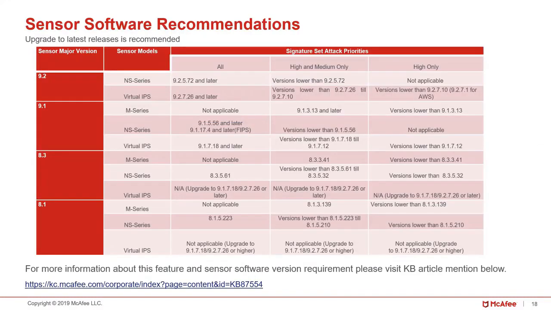In this table, we specify the minimum software version requirement from the sensor side to use the signature set attack priority feature. The default signature set priority for NS series sensors is all, and for AM series sensor models, it's high and medium only. We always recommend the customer install the latest sensor software image. For more information about this feature and software version requirements, please visit KB 87554.